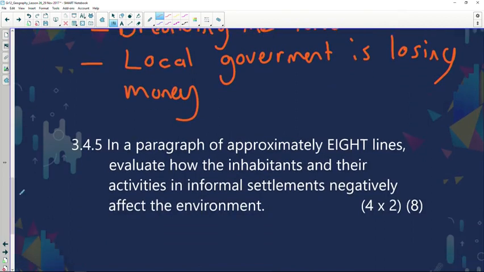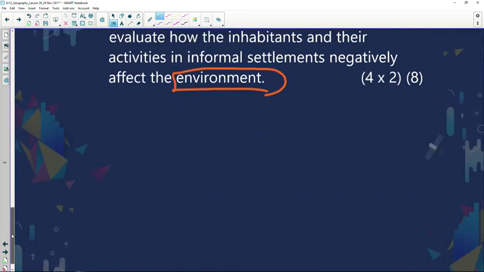And question 3.4.5. In a paragraph of approximately 8 lines, evaluate how the inhabitants and the activities in informal settlements negatively affect the environment. Now, keep in mind we're going to talk about environmental problems that exist because of informal settlements. When you do answer this question, please answer it in paragraph formation. I'm going to write it in bullet formation, but please answer it in paragraph formation.